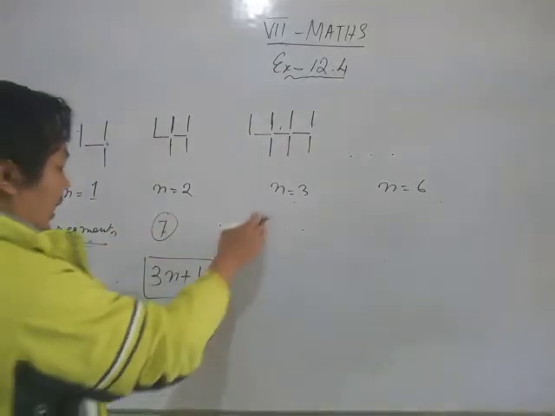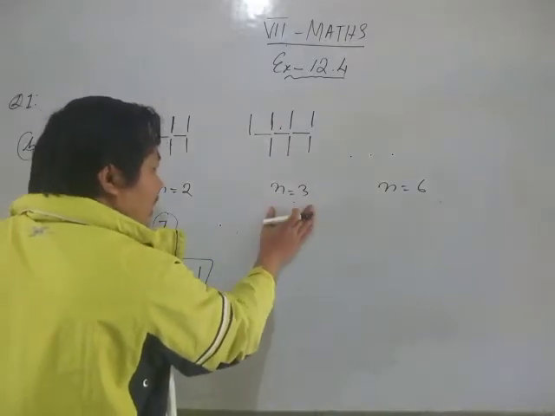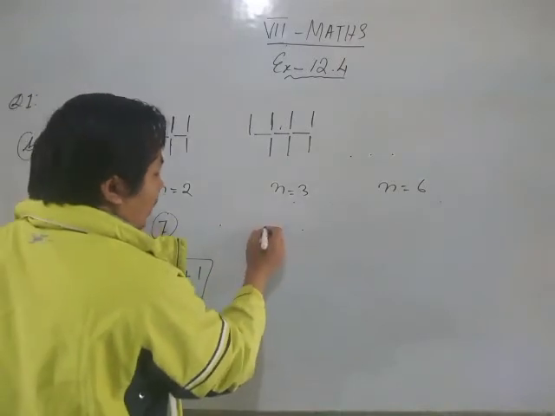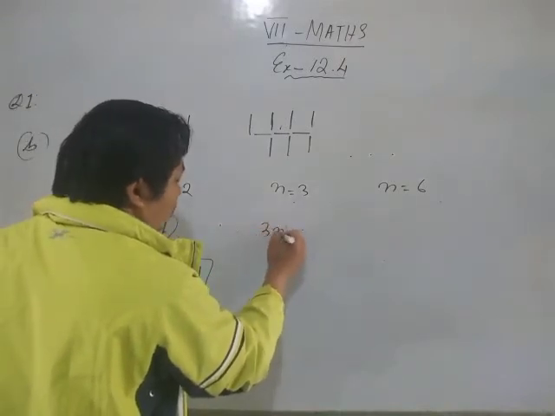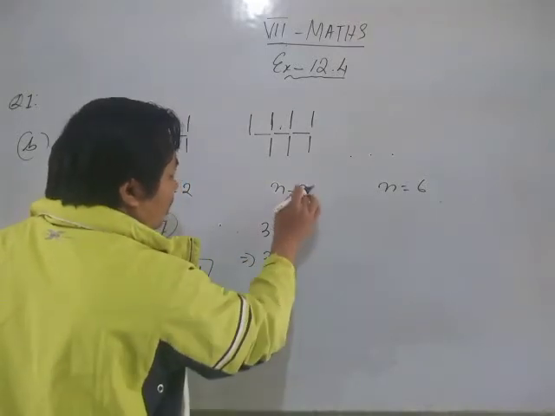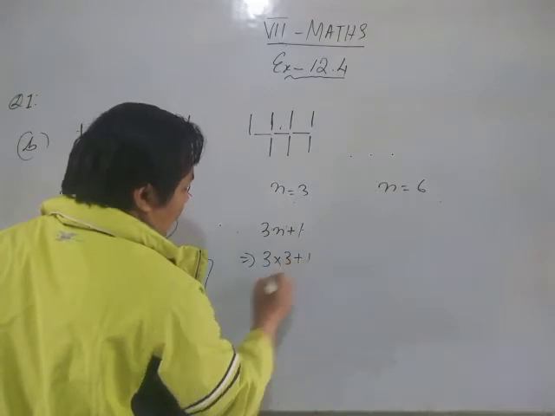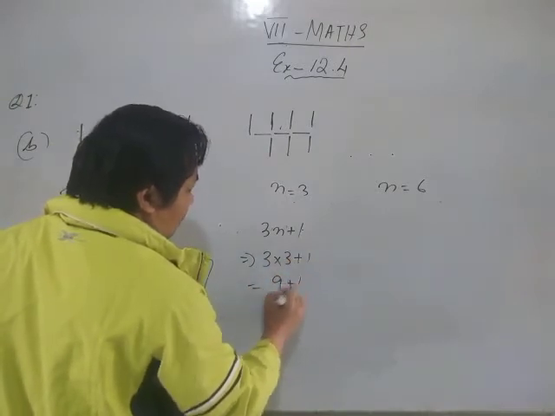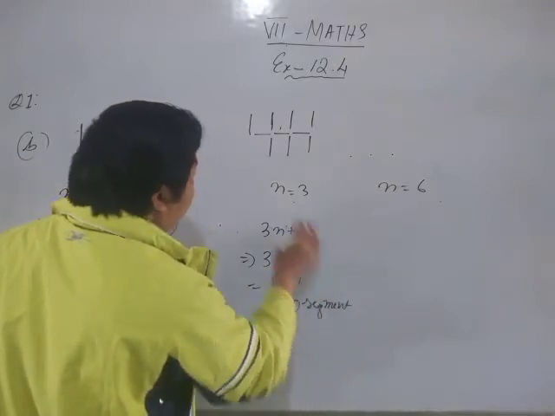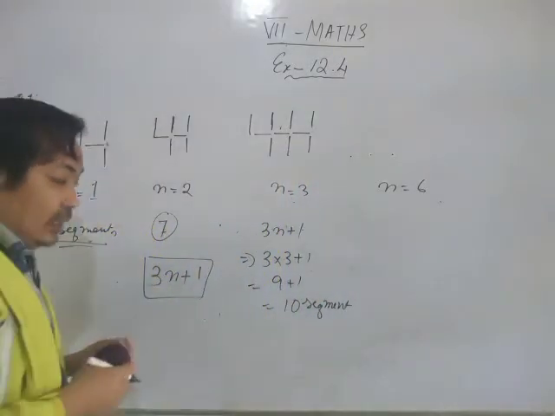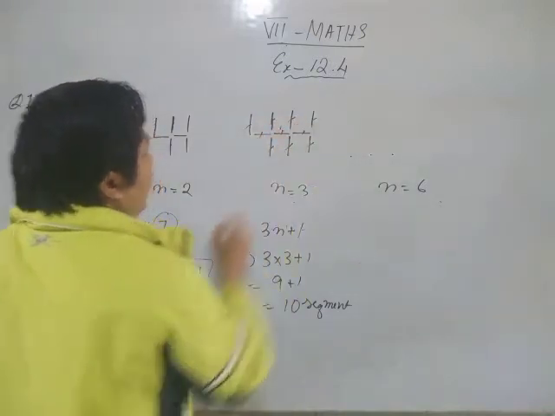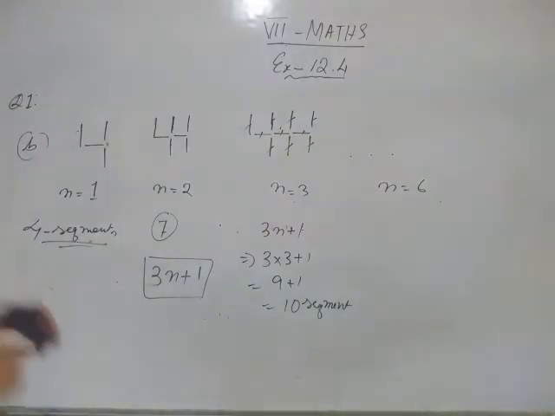Okay, so let us see. Here n is 3. When the pattern count is 3, let us see how many segments are required. You know 3n plus 1. 3n means 3 into 3, where 3 patterns are there, plus 1. 3 times 3 is 9, 9 plus 1 is equal to 10. 10 segments are required in this case where 3 patterns are there. Let us count: 1, 2, 3, 4, 5, 6, 7, 8, 9, 10. Yes, 10 segments.